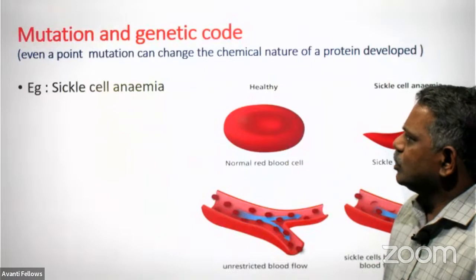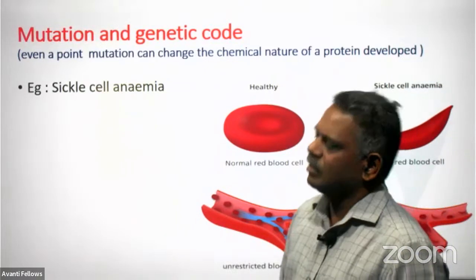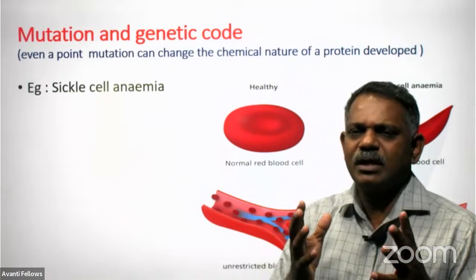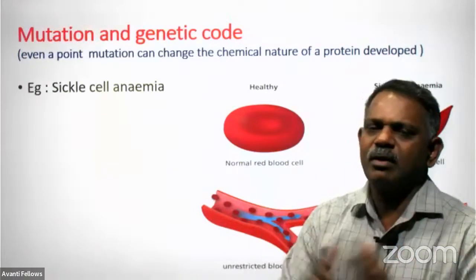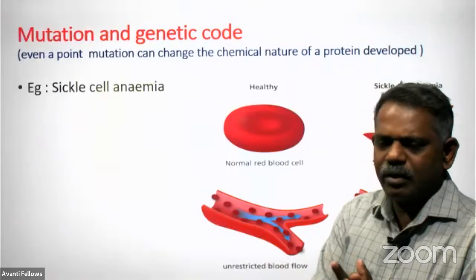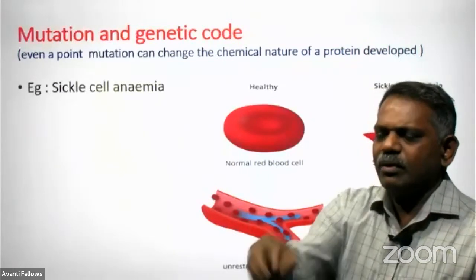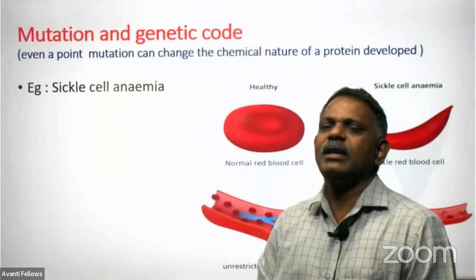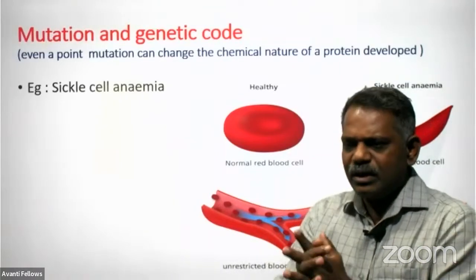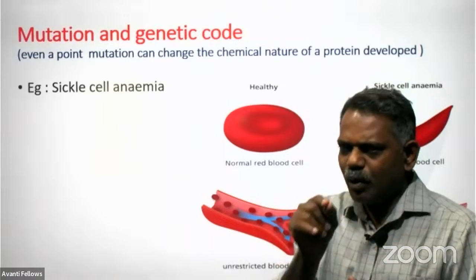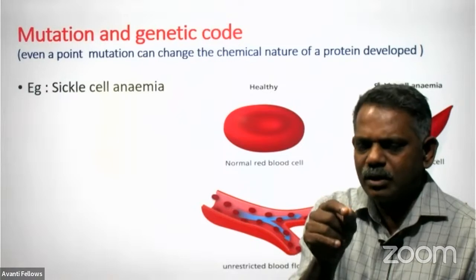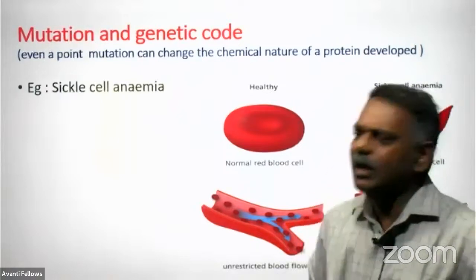Then come to mutation and the genetic code. Mutation means what? Changes that happen in the genetic material, in the triplet codon. So the triplet codon decides what type of amino acid will be placed in a particular place, a particular area of the protein. If it is changed, even a point mutation means what? Mutation only at a particular position, only in a specific area.